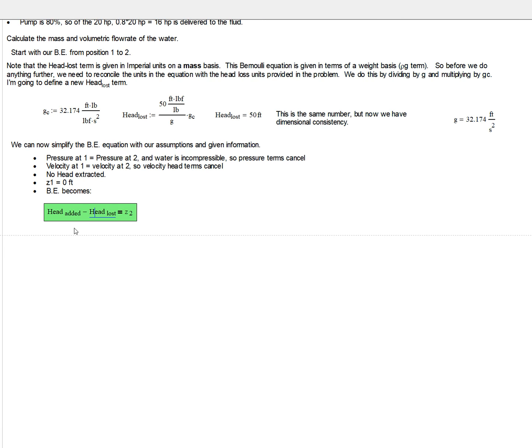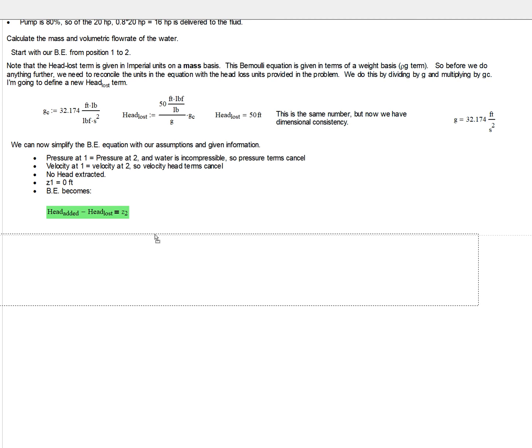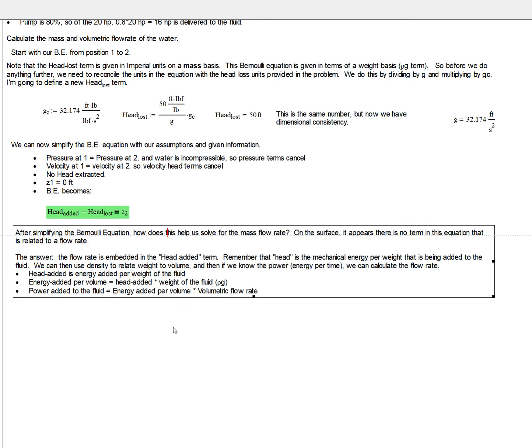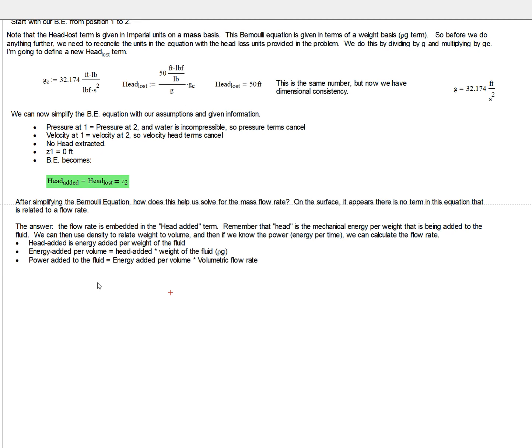So again, going back, we were asked to solve for flow rate. Where is flow rate? Flow rate is not explicitly listed here. Well, as we mentioned, flow rate is buried inside the head added term. And so if you go back to your notes, you can see how head is related to power.